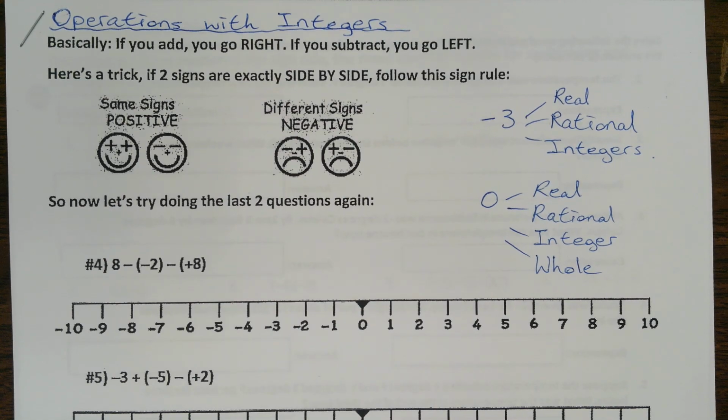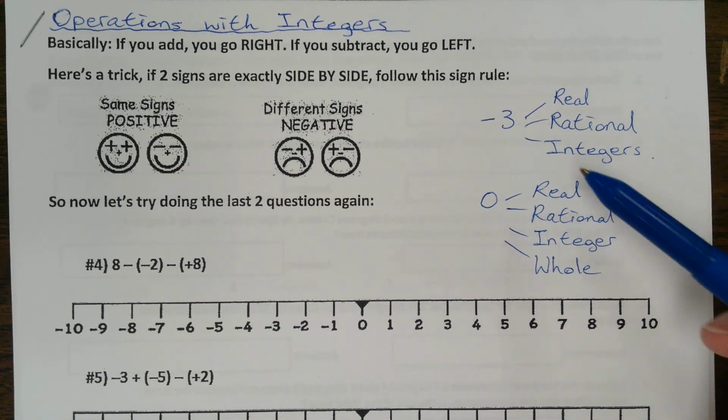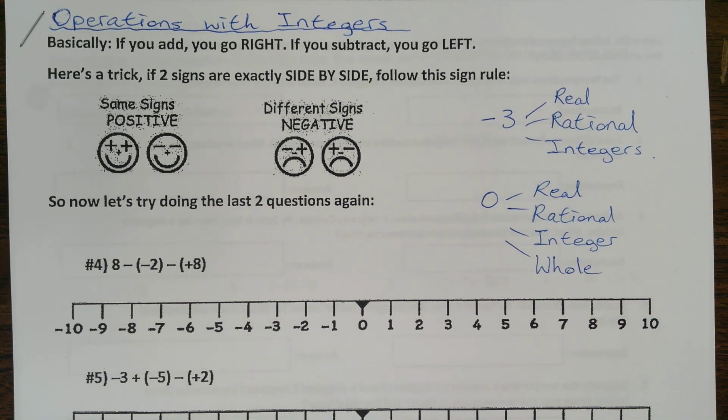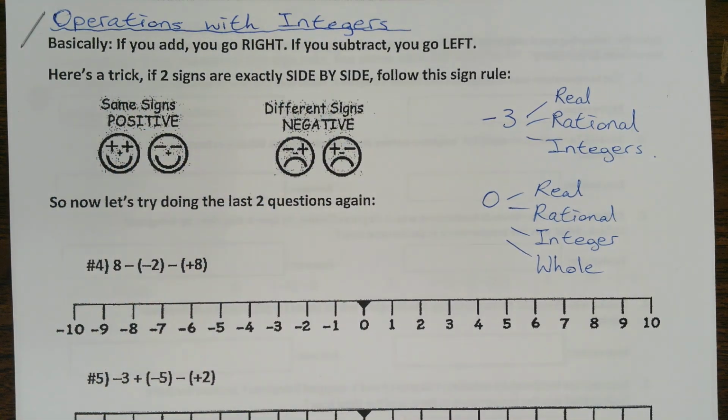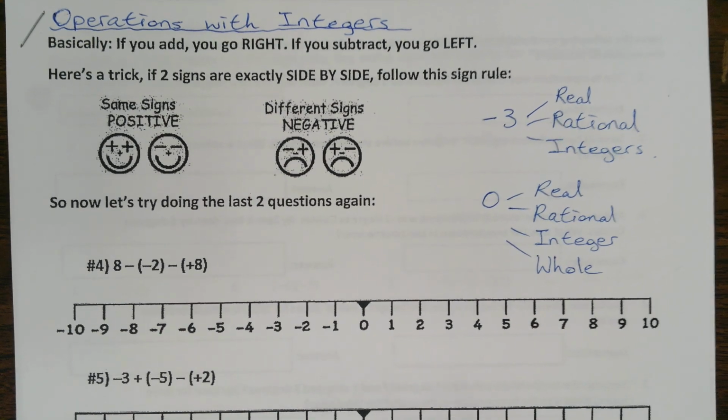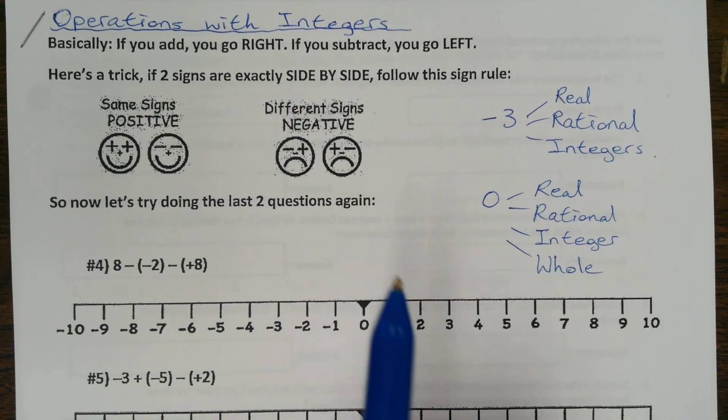Good. All right. So on your chapter 1 test, you'll be asked this type of question. It will ask you -3 is what type of number? And then you'll have to know that. Okay. So let's do some operations with integers. So today we're going to do all the add, subtract, multiply, and divide for everything.